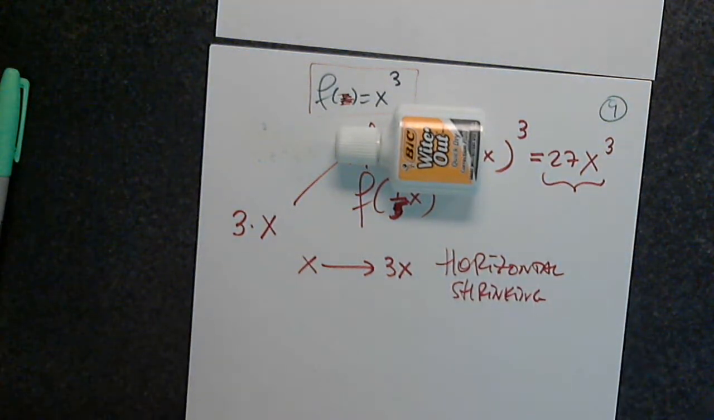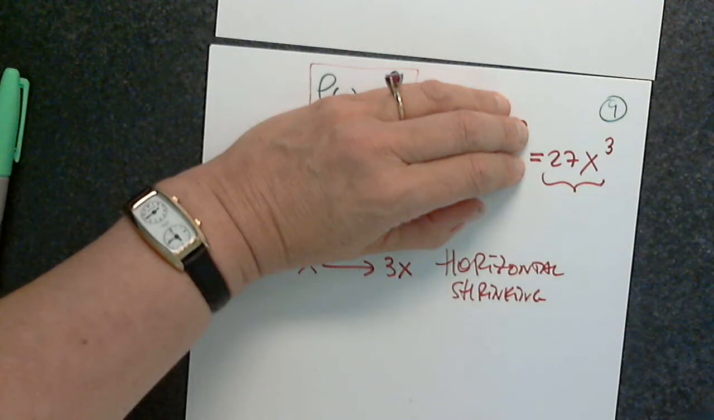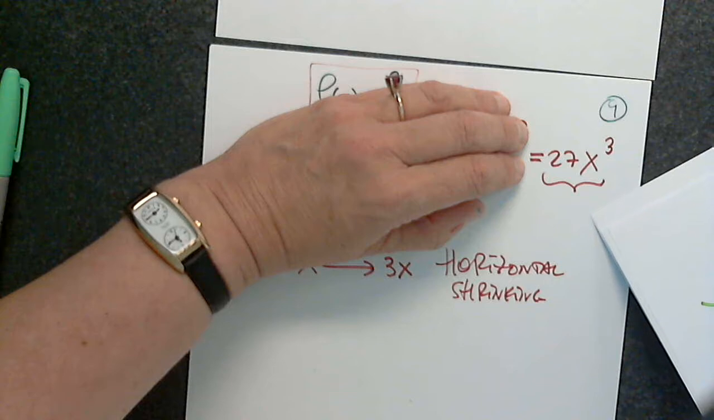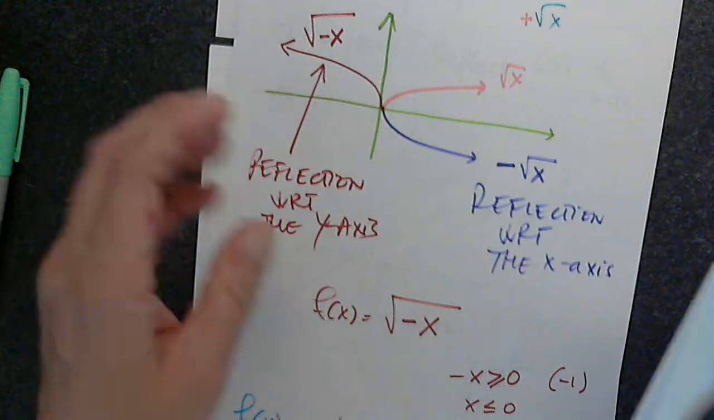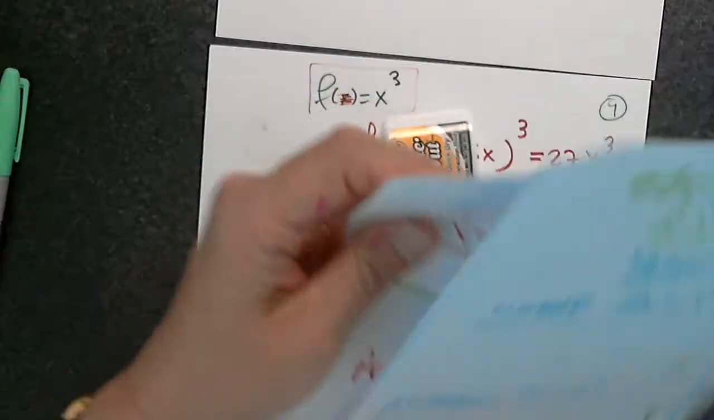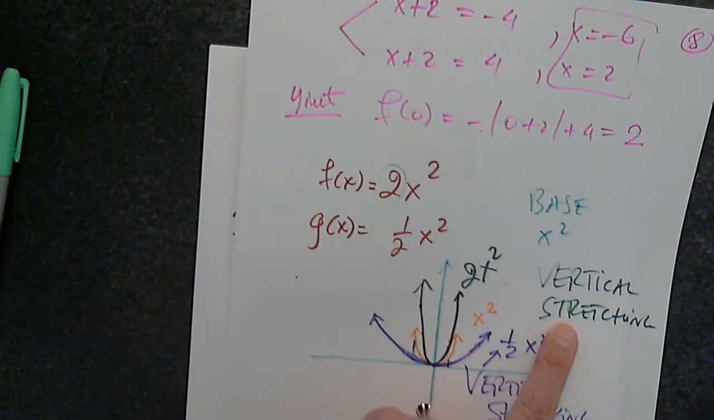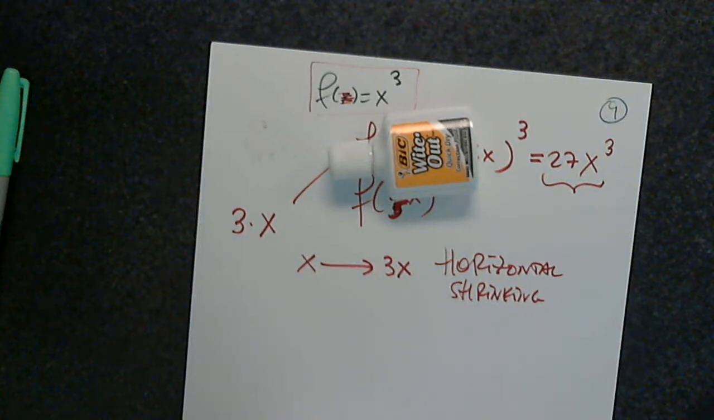So why does it shrink it if it has to do with x? Excellent question. That's why I separated. We are talking about this one now. So this one we agree that it stretches the graph vertically. Do we agree with that? We had it a few minutes ago in which we said that 2 times a function stretches the graph vertically. So then 27 times a function stretches the graph vertically, correct?